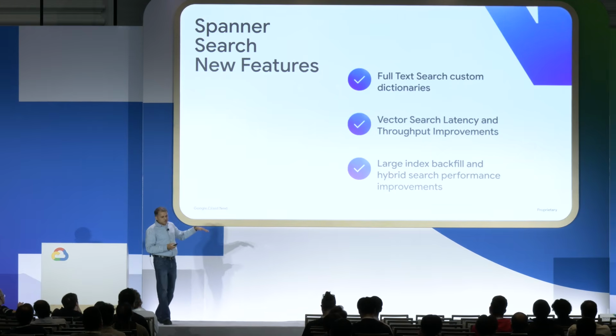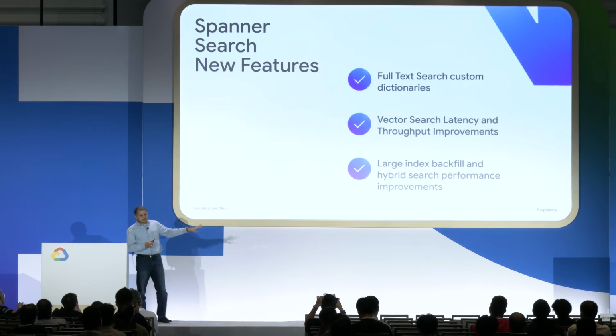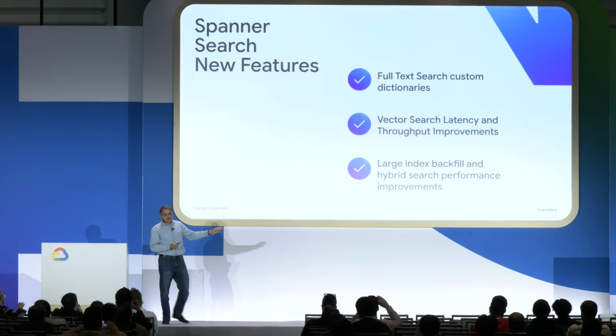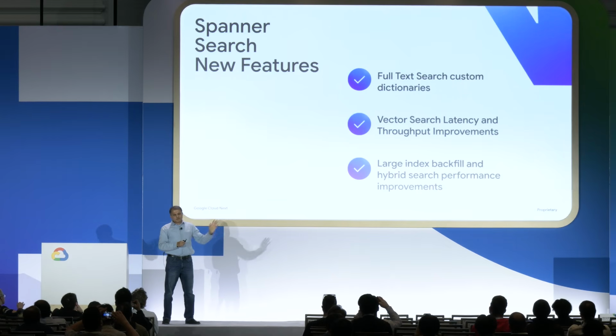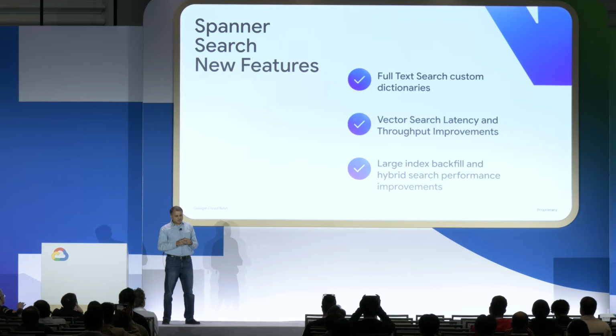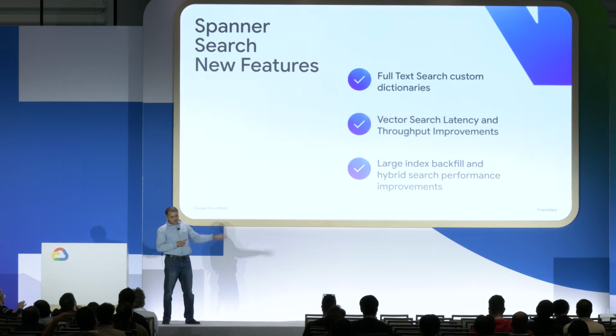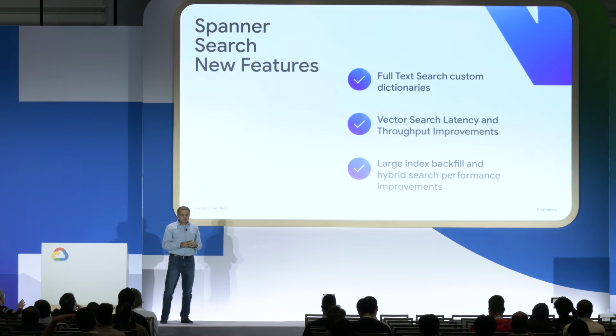So here are some new search features we are launching or announcing today. Spanner, both full text and vector search, have been in production GA for over a year, and so these mark major new milestones in both the products. For full text search, we are announcing GA of custom dictionaries. This was a very heavily requested feature.